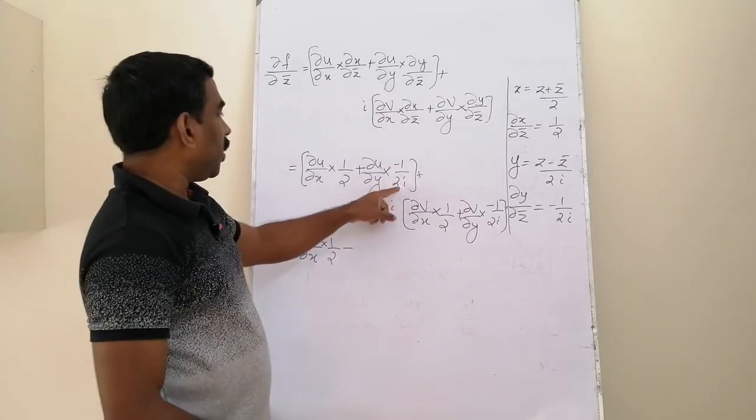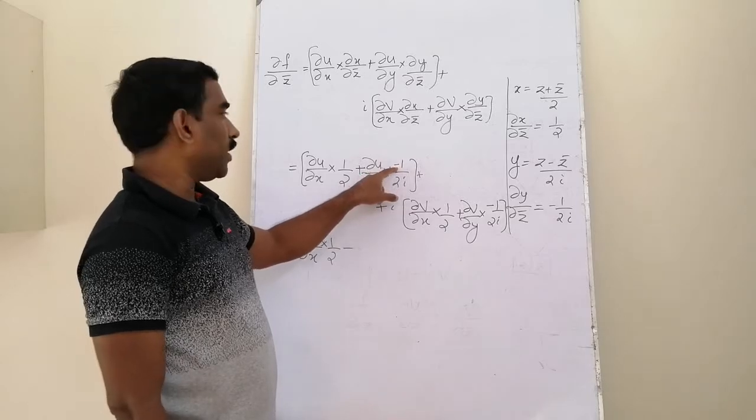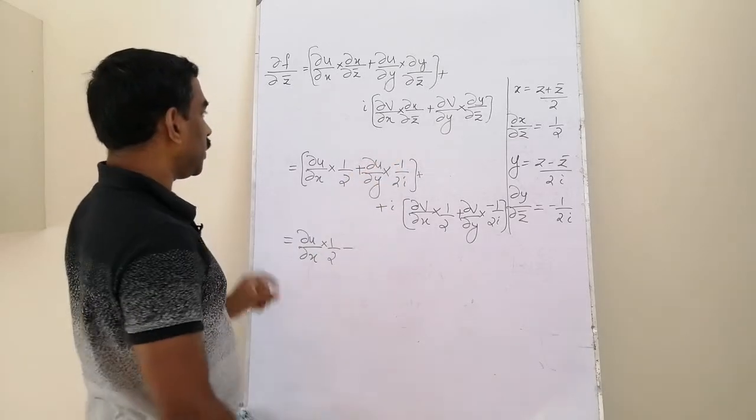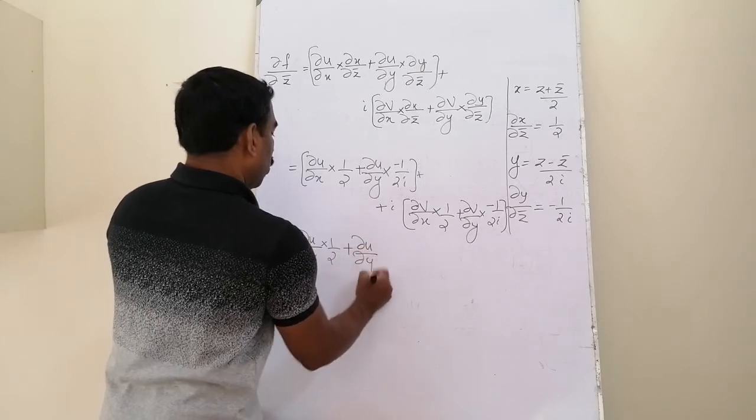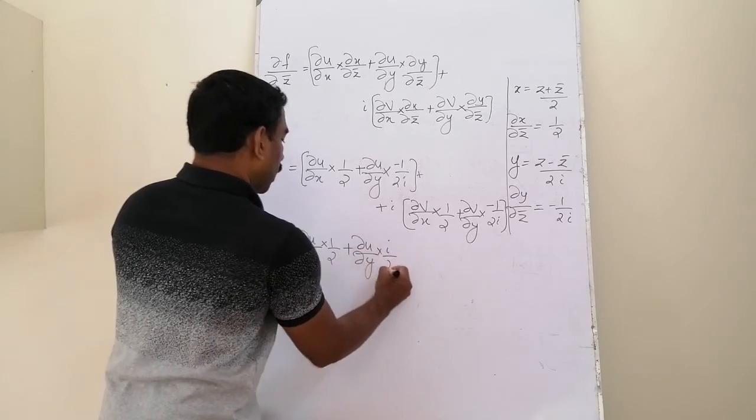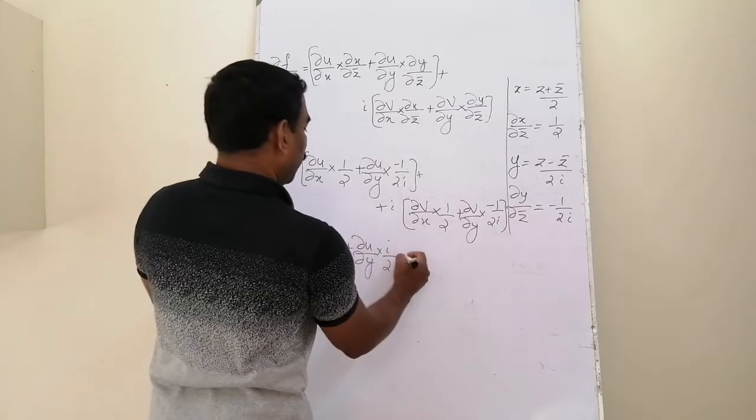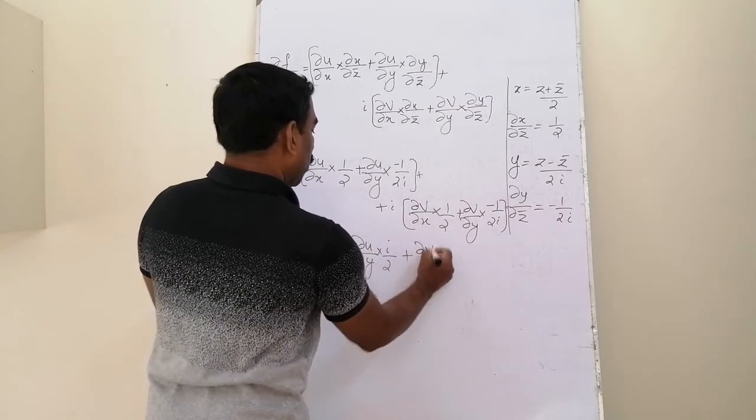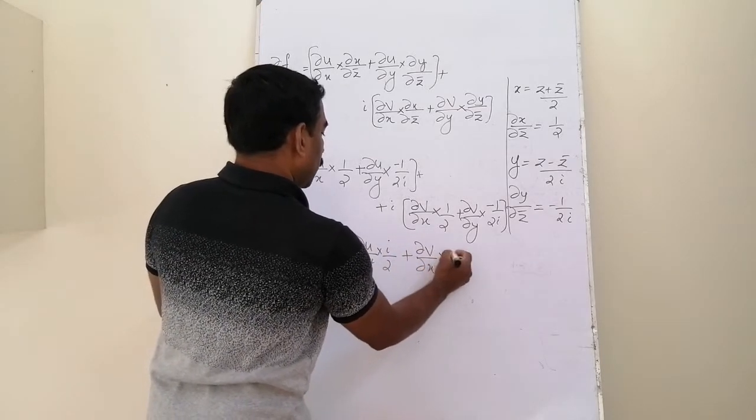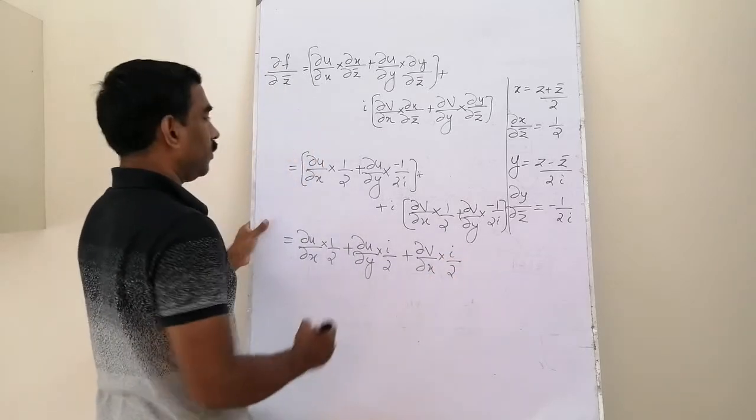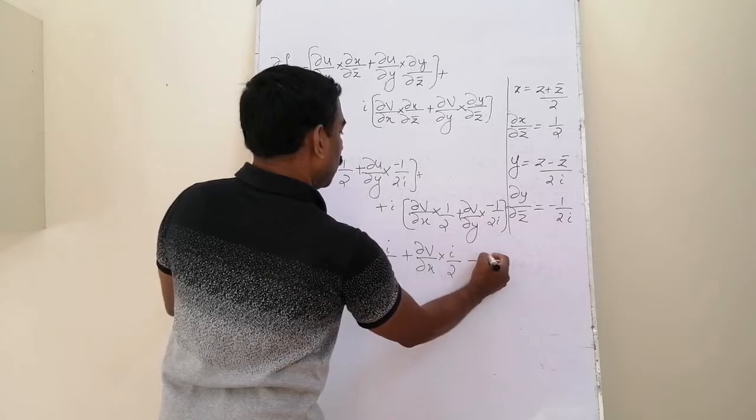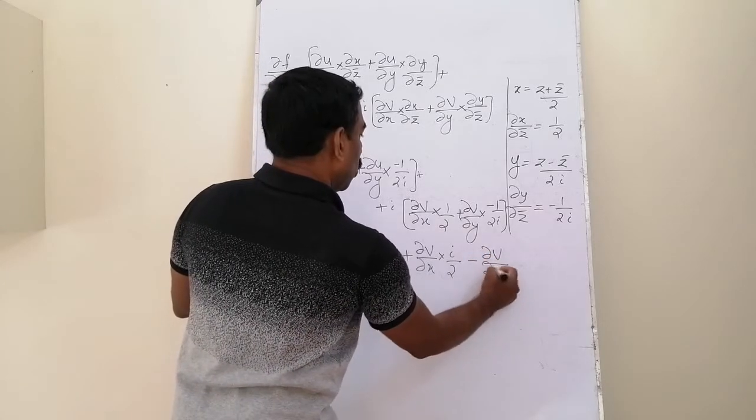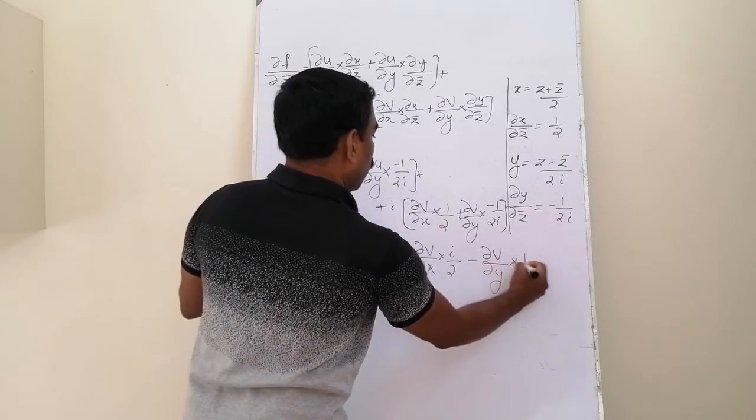Then what is minus 1 by 2i? Instead of this minus 1, we can write this as i square. So cancelling 1i, this is i by 2 plus ∂u/∂y into i by 2, multiplying with this i, that is ∂v/∂x into i by 2. Then cancelling this i, that is minus ∂v/∂y into 1 by 2.